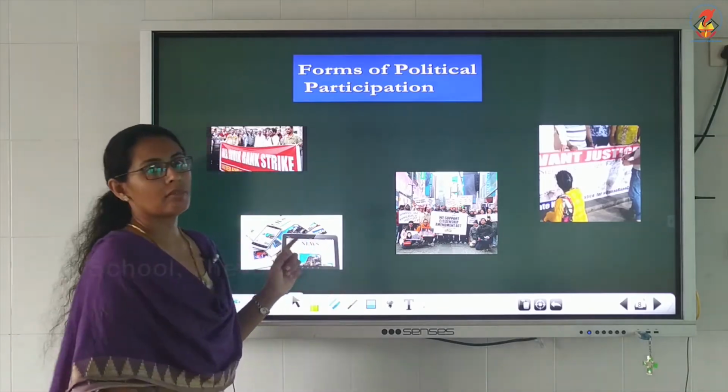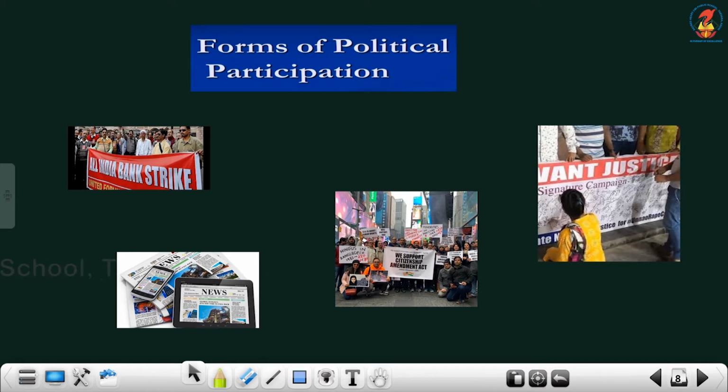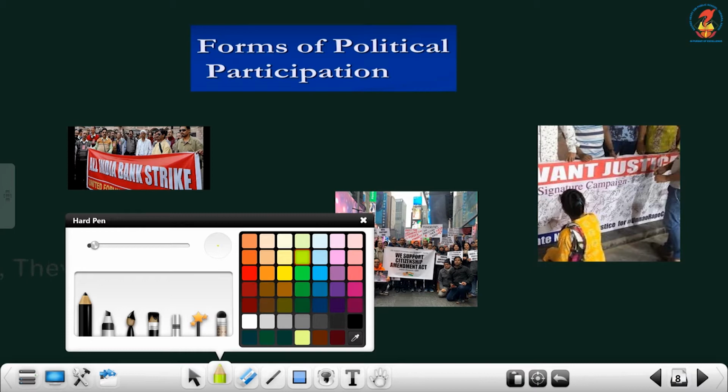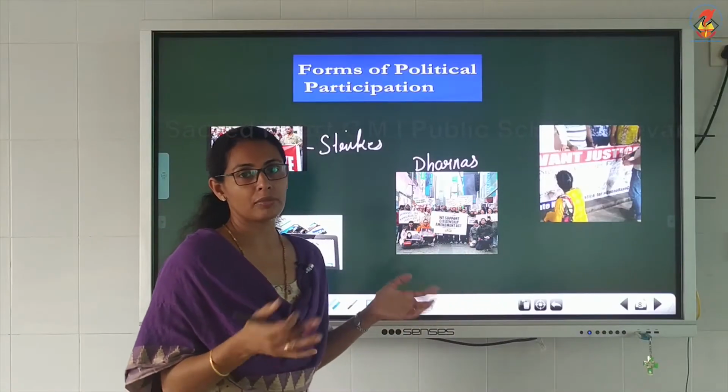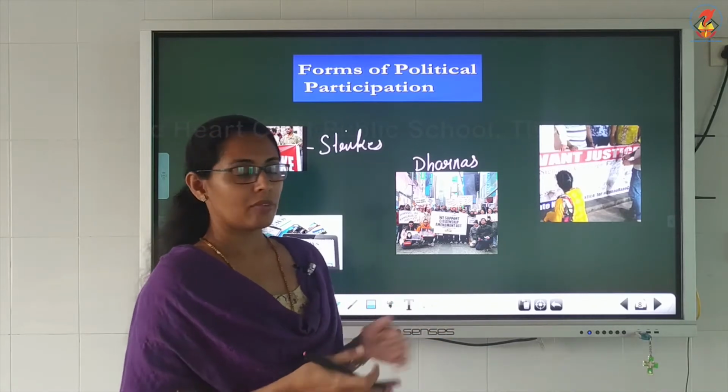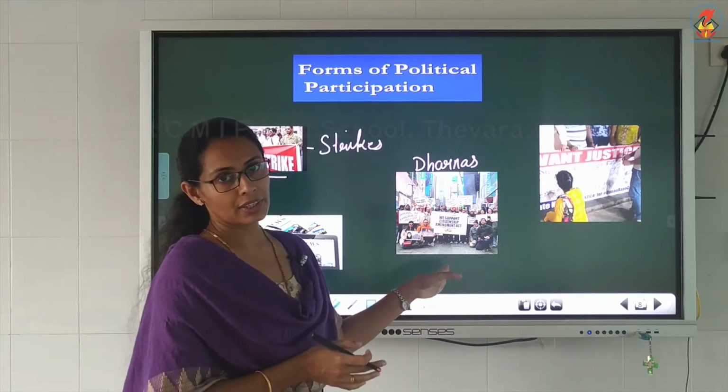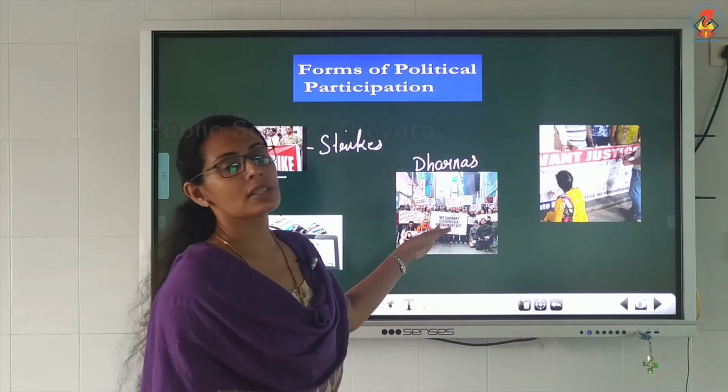These are the other ways of participation. First thing is through strikes. Then the second one is through dharna. We can do dharnas, picketing, like we are always seeing in Thiruvananthapuram in front of the secretariat. So that is picketing in our language, that is dharna.